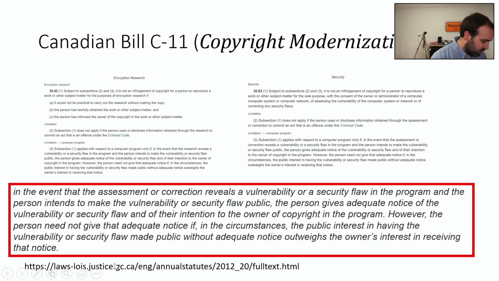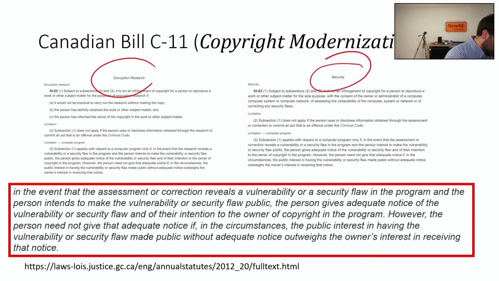There are two different considerations for security and encryption research, and both of these have slight variations. But the basic idea is that if you're doing research where you're going to disclose to the company, you typically get exempted from a lot of this. And there's an interesting paragraph at the end of both of these.